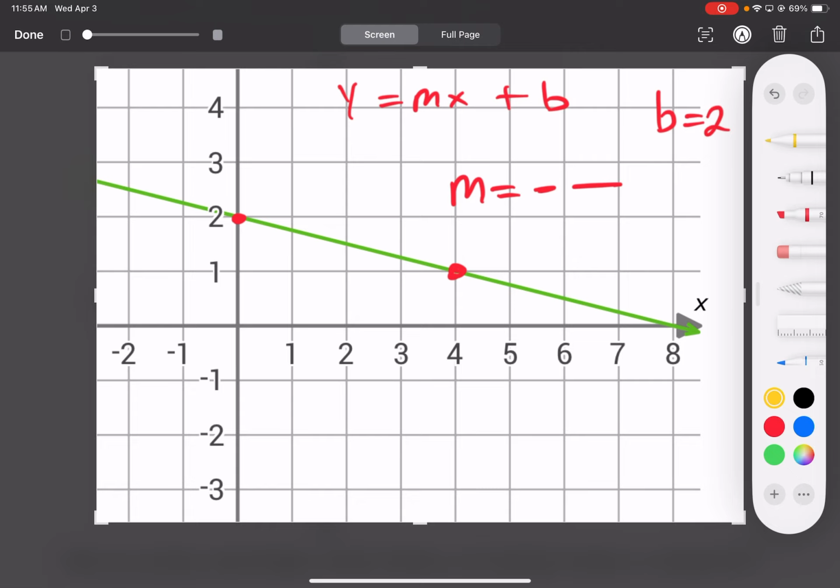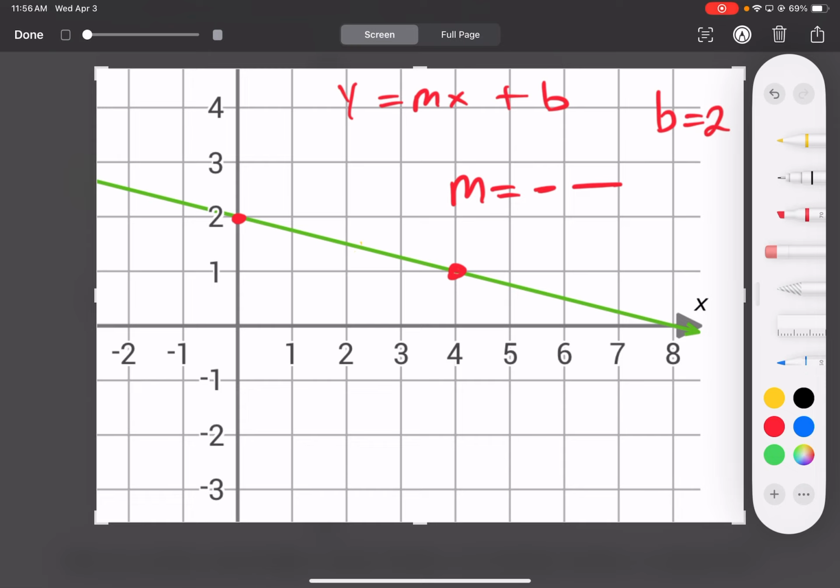Now, I'm going to ask you a question. Can I use this as a point to count my slope? Why not? Because it's not on the grid, right? So I can't use that yellow one. It's not on the grid. So now I have 2 solid points to count my slope.